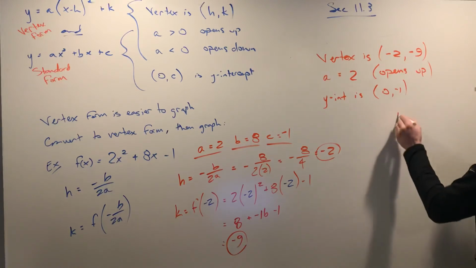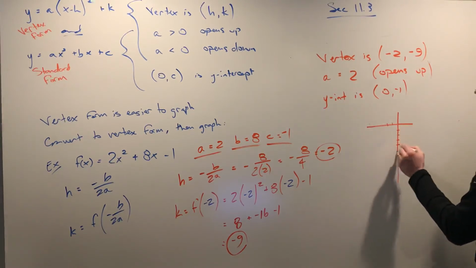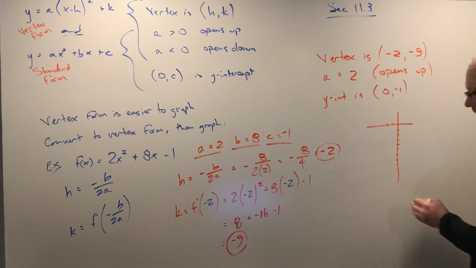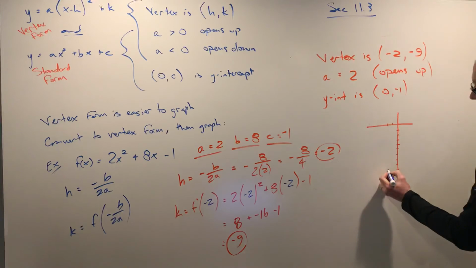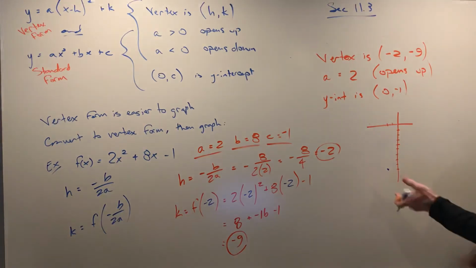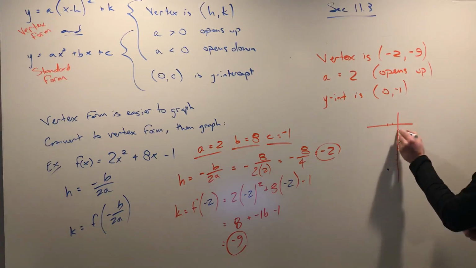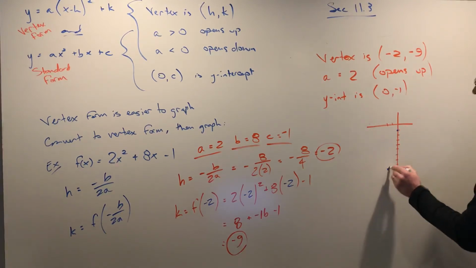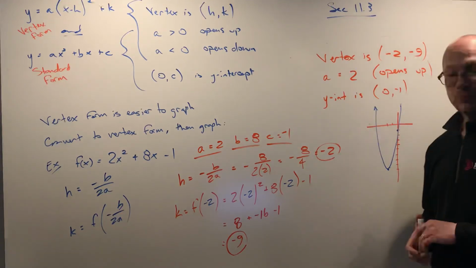1, 2, 1, 2, 3, 4, 5, 6, 7, 8, 9. I have my vertex down here at -2, -9. I know that it opens upward. It is actually going to open upward so that it intersects here at 0, -1. And you have your parabola.